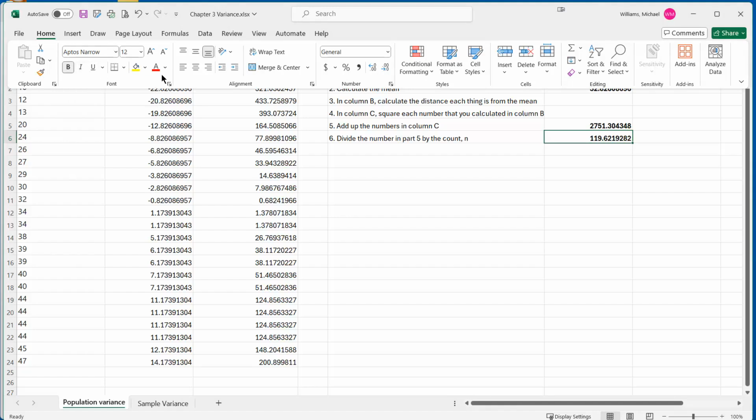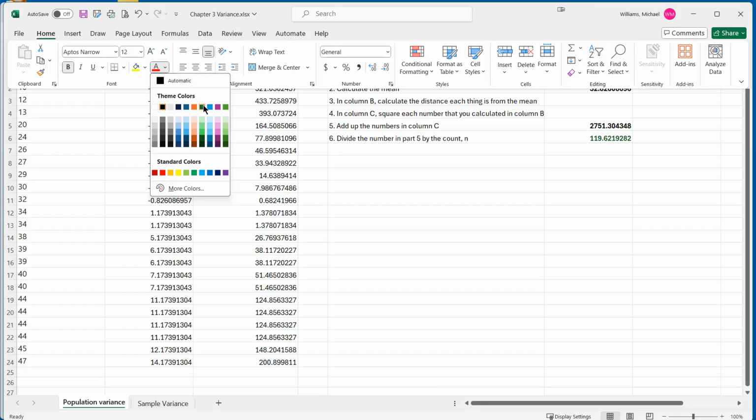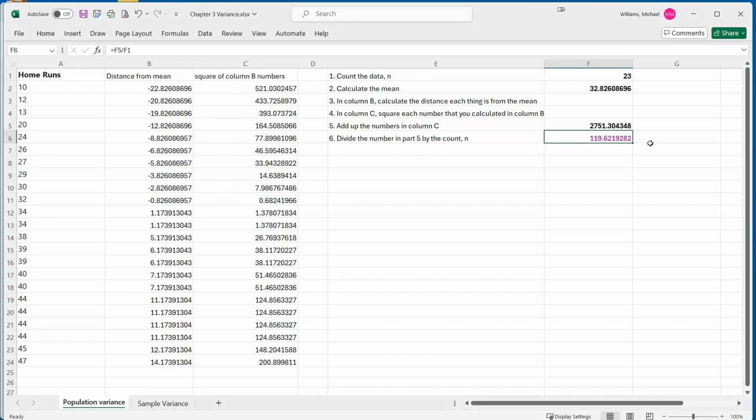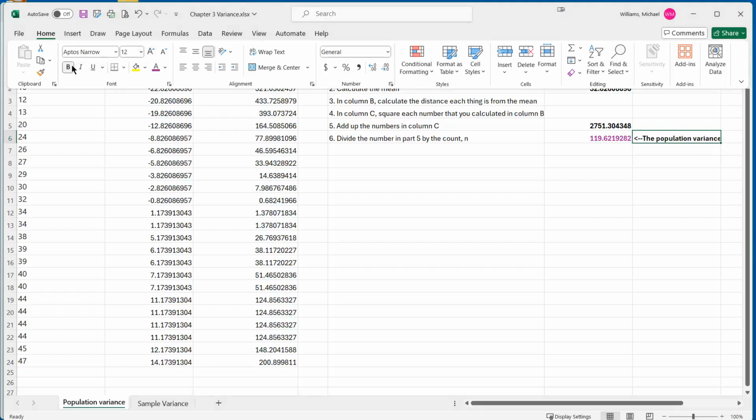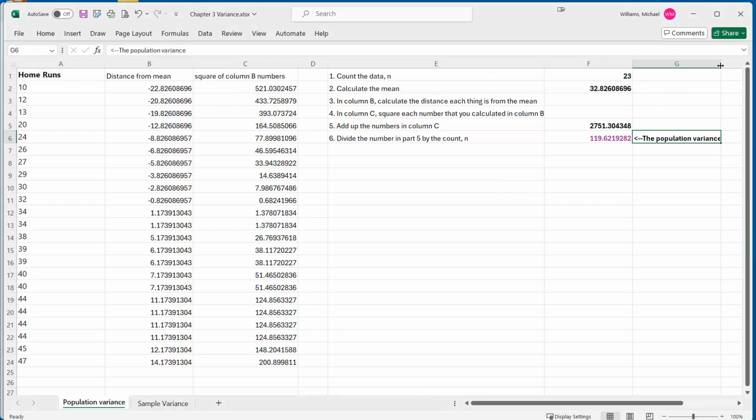Let me make it a special color. Maybe not red, huh? Green, purple, yes. This is the variance. In particular, it's the population variance. Okay, that's the population variance. So let me bold that. Now, one more step, and we'll get the population standard deviation.